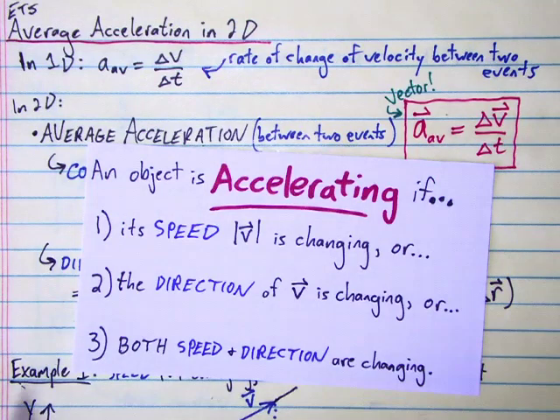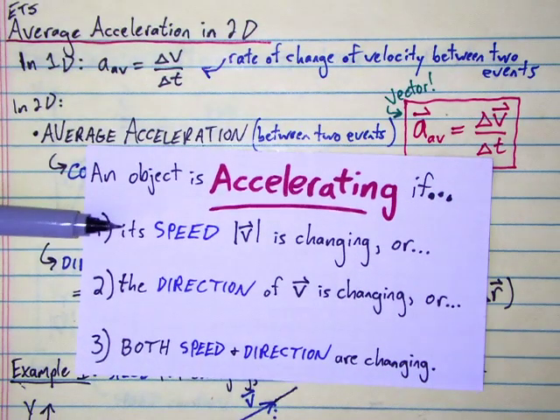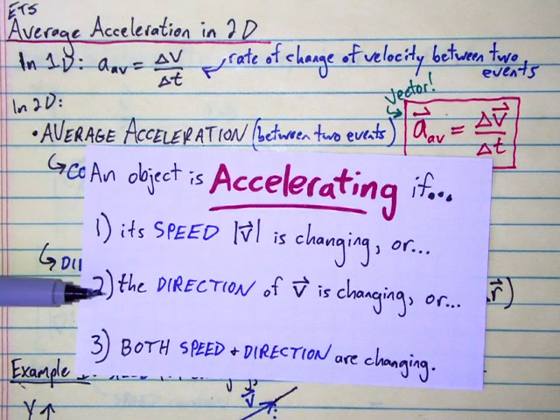Let's look at two examples, one in which the speed is changing but direction is constant, and one in which the direction of the velocity is changing, but its speed is constant. Okay, example one.